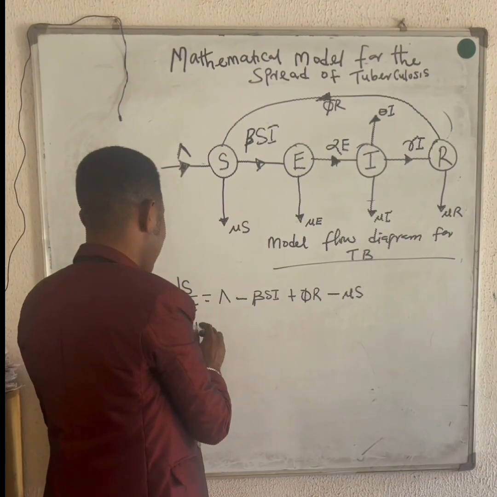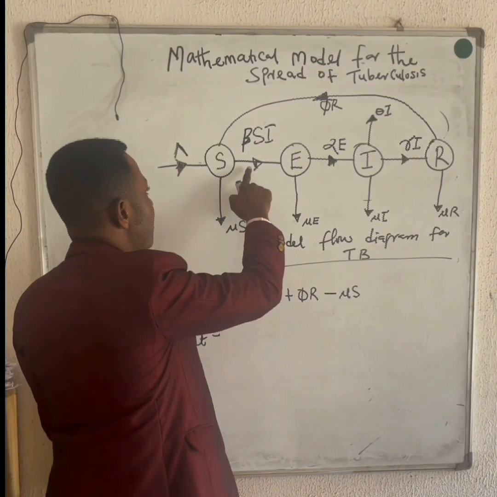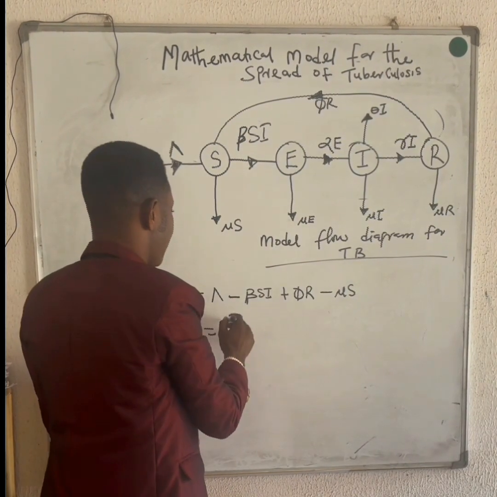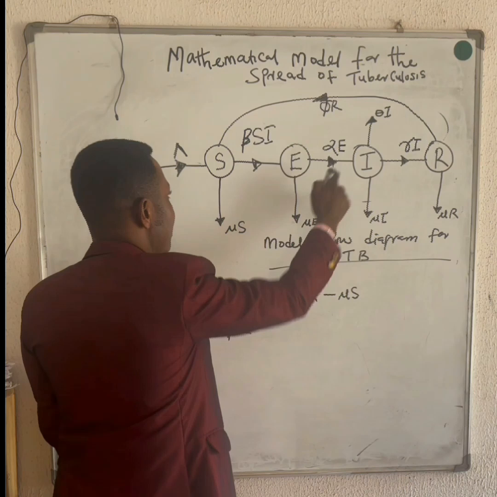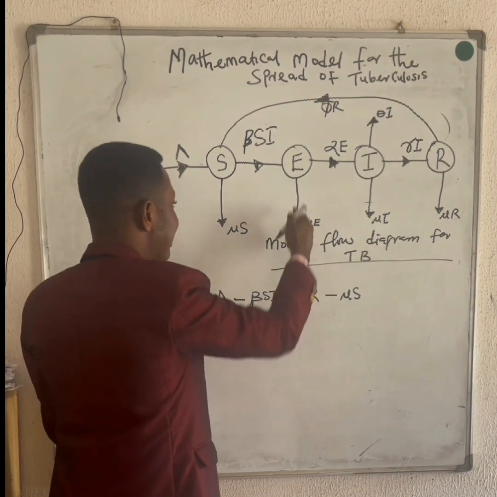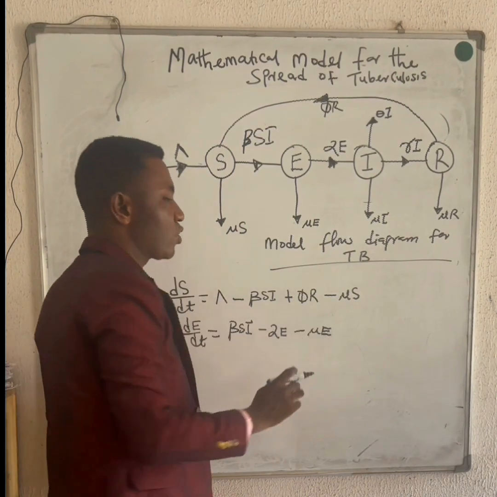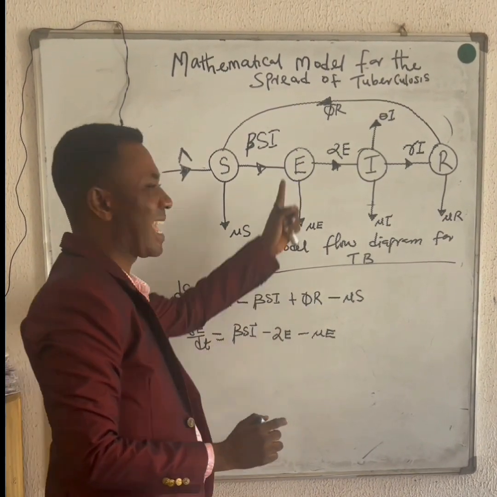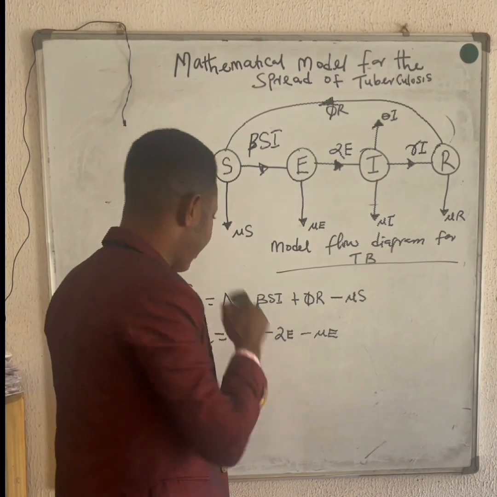Now let's move to the exposed class. We have dE/dt. Look at it very well. Beta S I is entering, so we write it first. Then alpha E is leaving, and then mu E is leaving. You see now, we have also written out the equation for the exposed population.